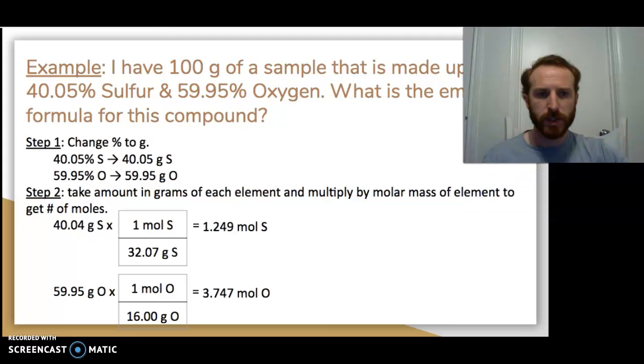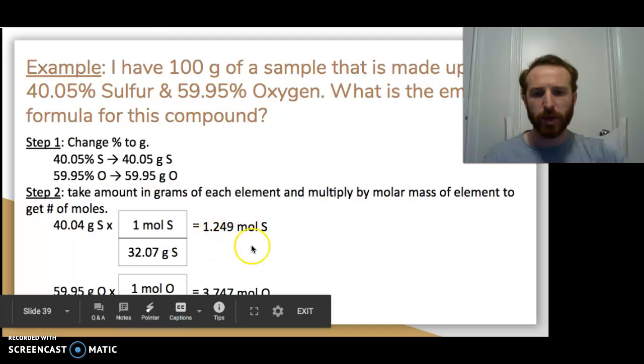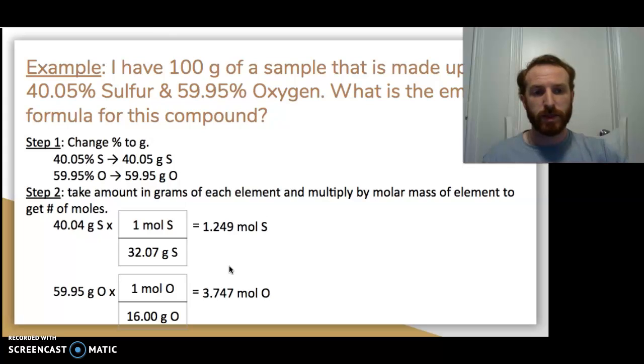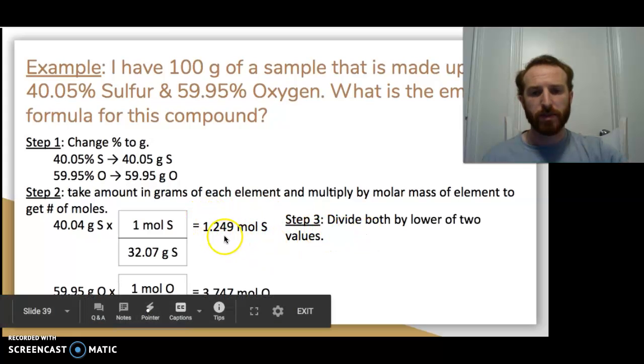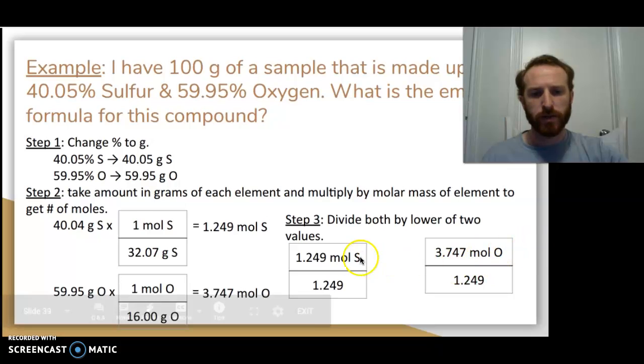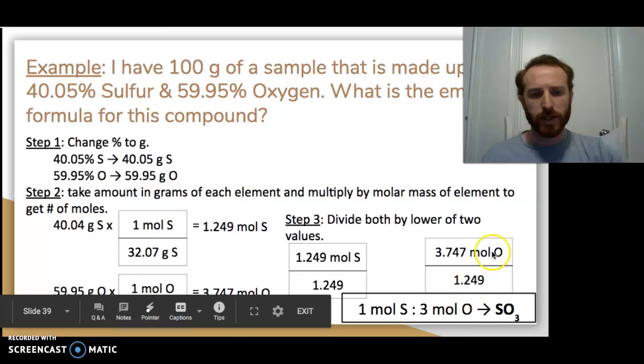At this point you need to take the lower of the two numbers and divide both of them by that number. Remember, if you divide everything by the same number, it's not going to change anything. So if I divide both of these by 1.249, since it's the lower of the two, I'll get 1 for sulfur, and I'll get 3 for oxygen.